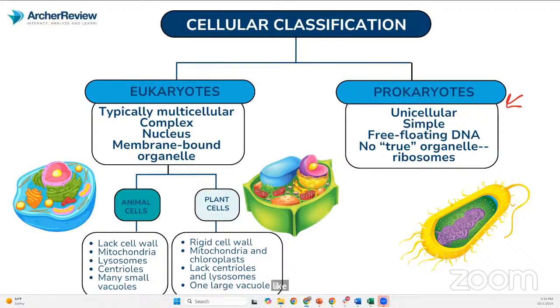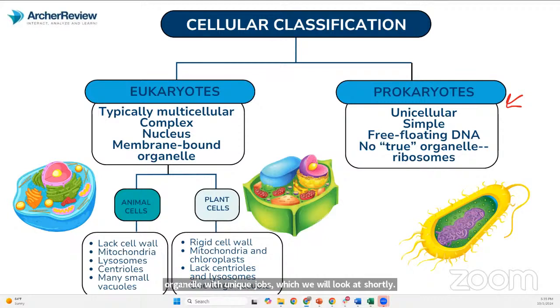Now, flipping over to the left, these are the more complex cells. These are the cells that make up us, and these are the cells that make up plant cells. Eukaryotic cells are typically multicellular, but we will see examples of single-celled eukaryotes. It happens, it's just not very often. They're much more complex than prokaryotes. They have a nucleus that protects our DNA, and then they have many specific membrane-bound organelles with unique jobs, which we will look at shortly.